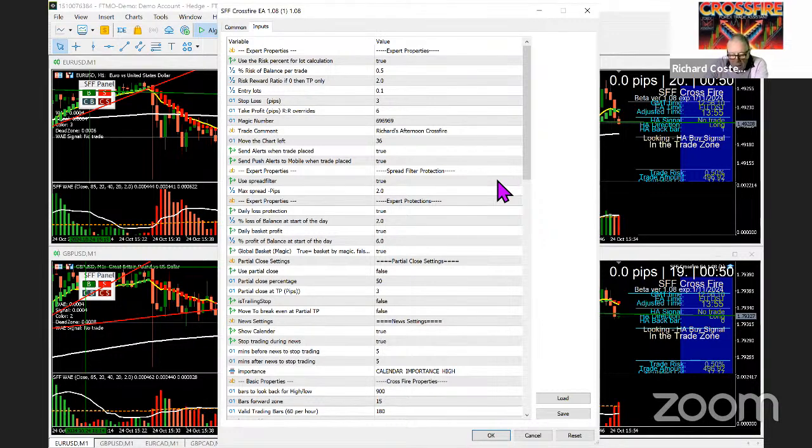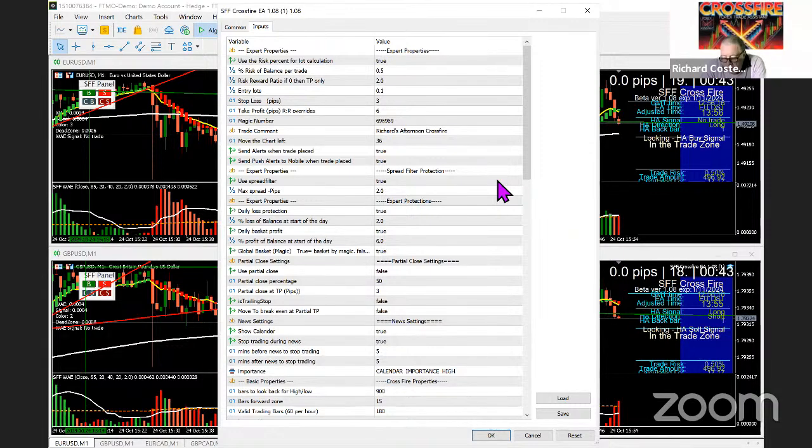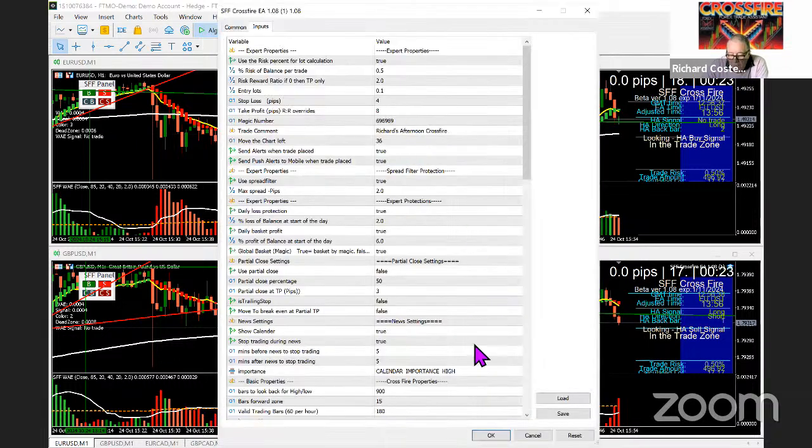On the afternoon session, all of my 4 pairs have settings exactly the same, apart from the number of pips stop loss. I go for 3 pip stop loss on Euro USD, but if I was looking at any of the other 3 pairs, I believe I'm going to be on 4. So I'll just double check that. Yeah, I'm on 4 on that pair.